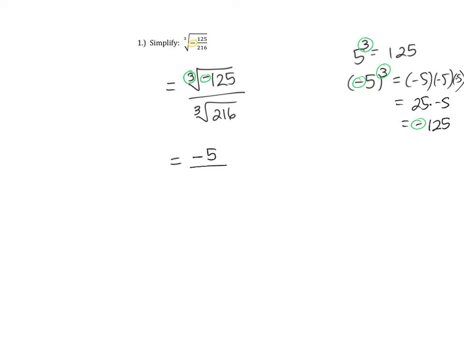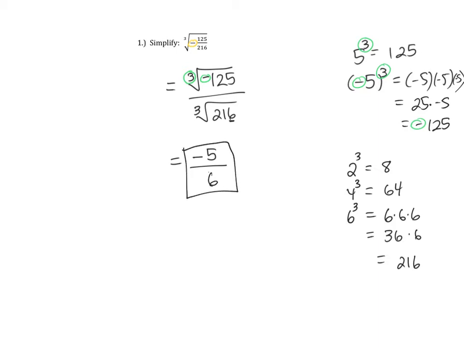Now, on the bottom, I don't have this one memorized. It's even, so I do have 2 cubed memorized. That's 8. 4 cubed is 64, so it's bigger than that. I'm going to just try the next even number, which is 6, and it turns out that 6 cubed, 36 times 6, is in fact 216. Okay, so the answer in the denominator is 6, and that one's done.